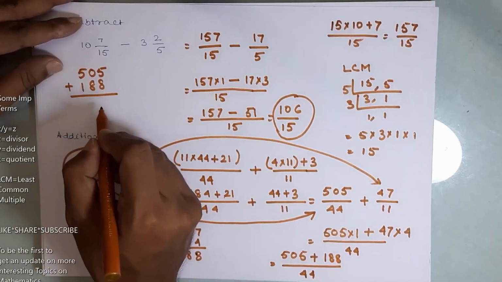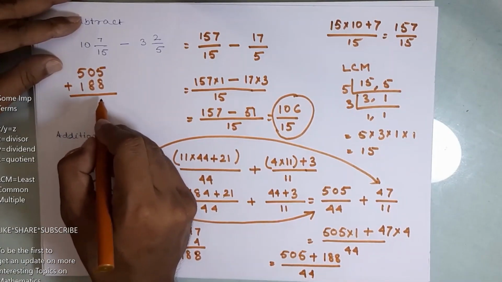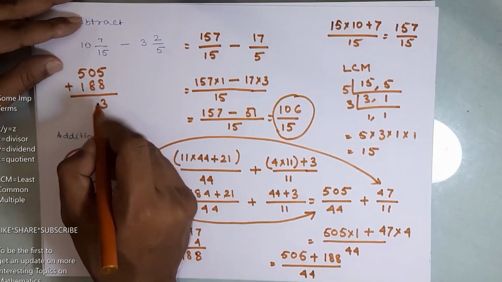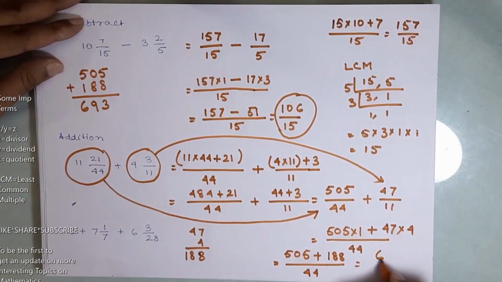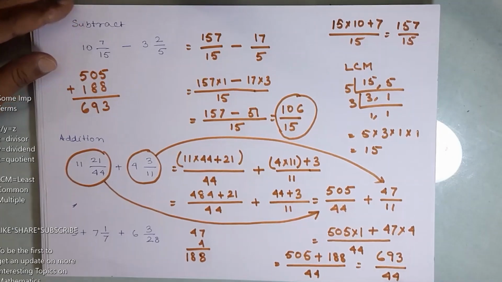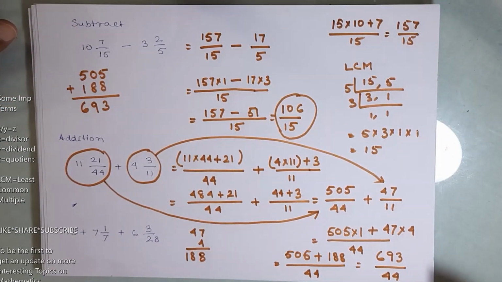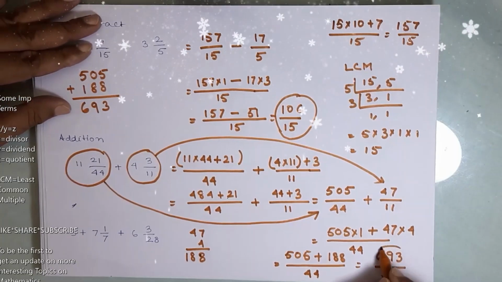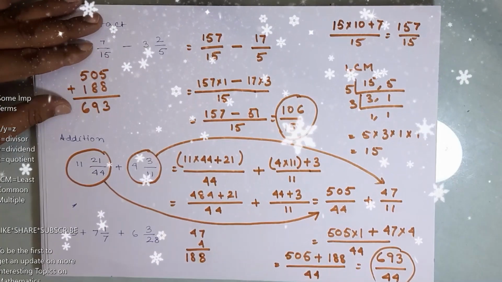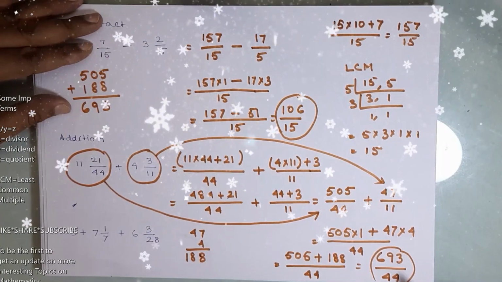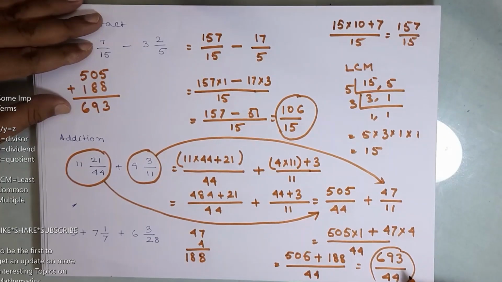So the addition of these two numerators is 396. So the answer will be 693 by 44. Please do it in your rough copy and see whether both the answers are matching. Please don't leave the answer as an improper fraction. You have to change it to a mixed fraction. And how to change an improper fraction into a mixed fraction, we have already discussed.